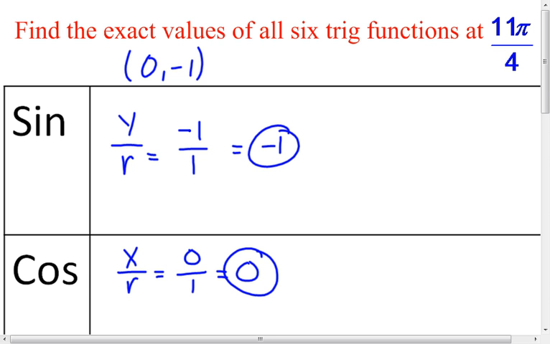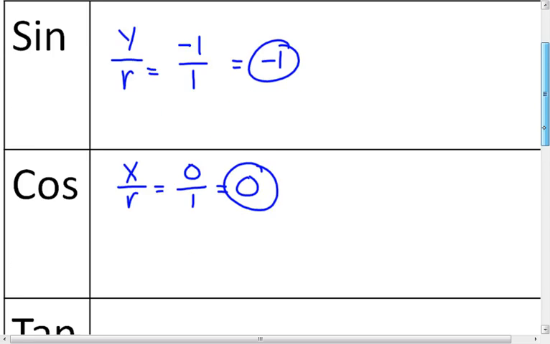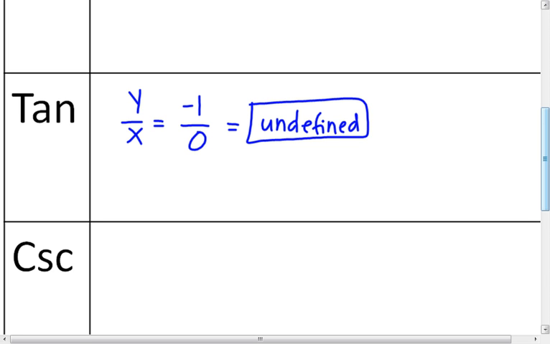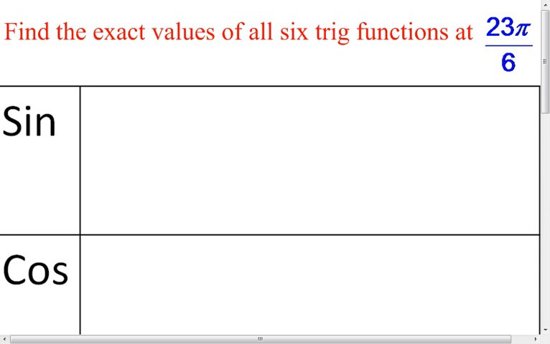And then your tangent is your y value over your x value. So tangent is y over x. My y value is -1, my x is 0, and remember that you can't divide by 0. So when you have -1 divided by 0, that's impossible, and your answer will be undefined. And you could keep going, you could keep following that little note sheet, looking at your trig ratios and plugging in the formulas. We are going to do another one here.